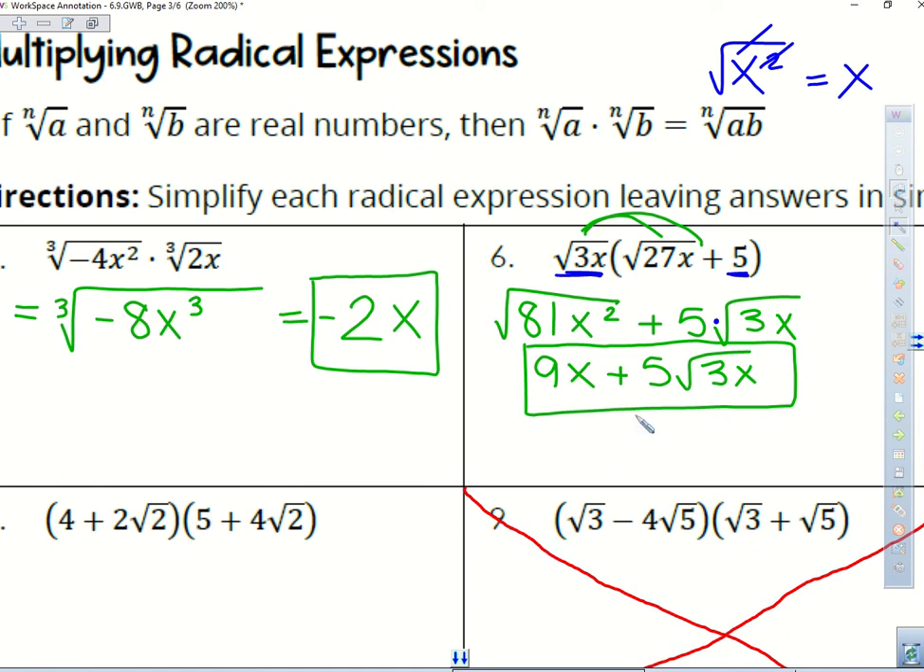Now, there's one last thing we have to do about this. We took an even index root and we got an odd result. So what do I need to put around that x? Oh, you need to put an absolute value. Yes, that's very often forgotten. Just the x? Just the x. The 9 is fine. It's just the variables you have to worry about.